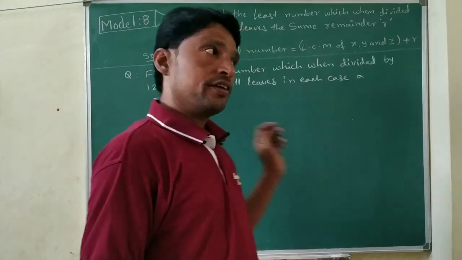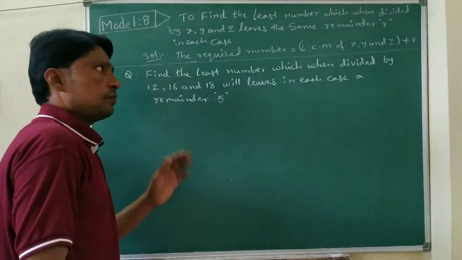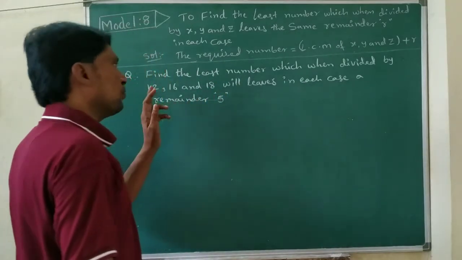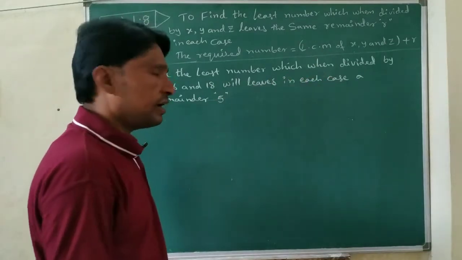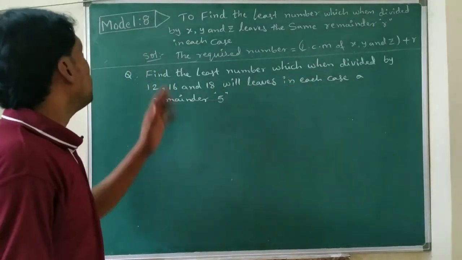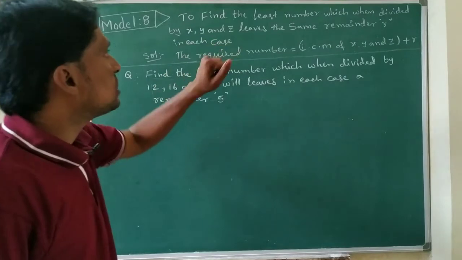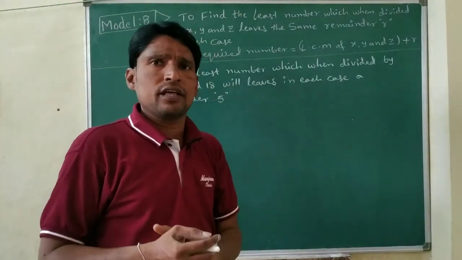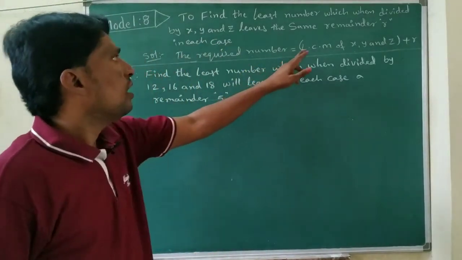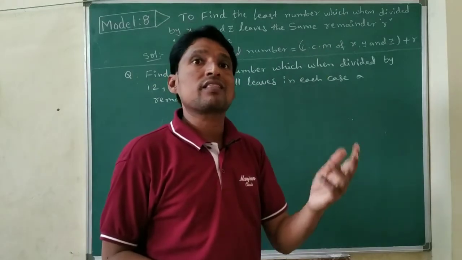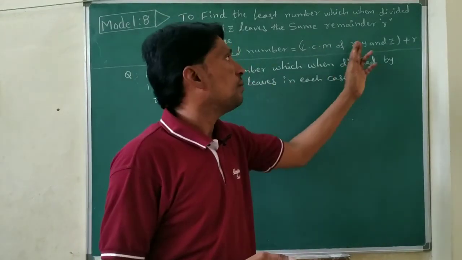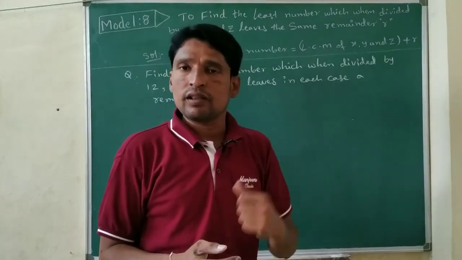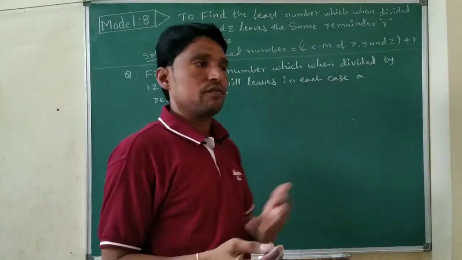Model number 8. Find the least number which when divided by 12, 16 and 18 leaves in each case remainder 5. So in each case we are getting the same remainder, which means we need to take the LCM of the given numbers plus the same remainder.